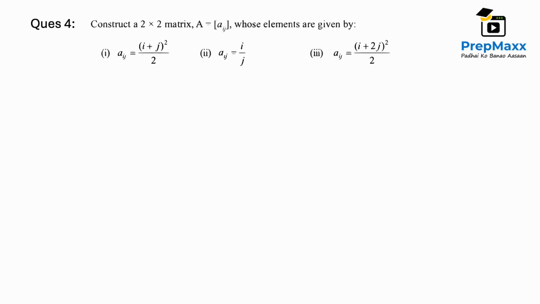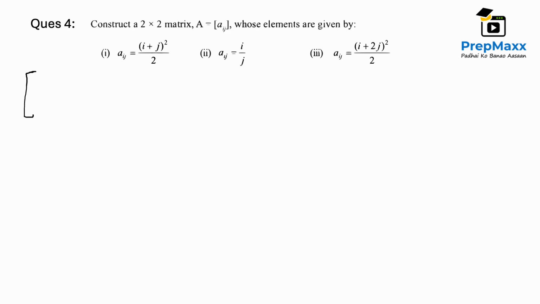So next question is question number 4, and here we have to develop a 2 by 2 matrix A where they have given us the general formula. So a_ij is (i plus j) whole square over 2, then second is i over j, and third is (i plus 2j) whole square over 2. So here we have to just construct a 2 by 2 matrix.